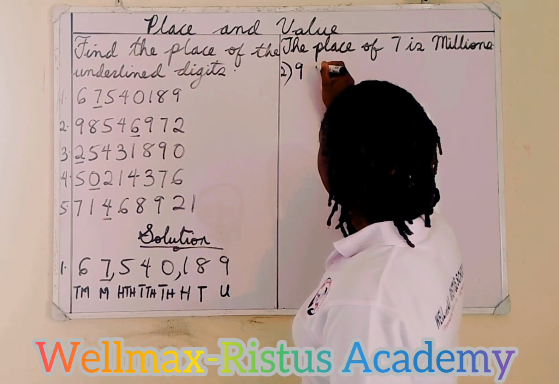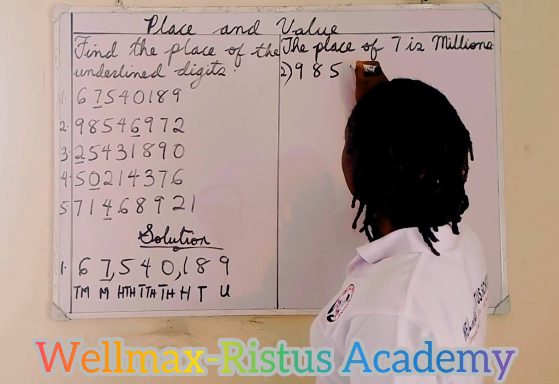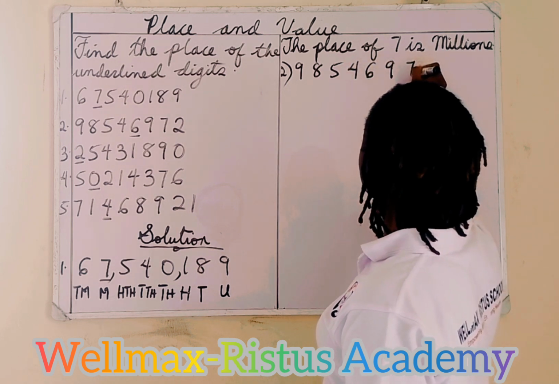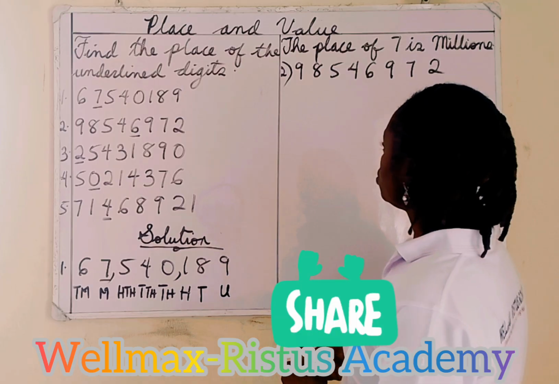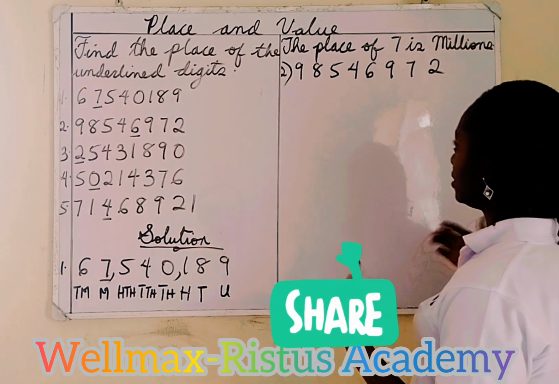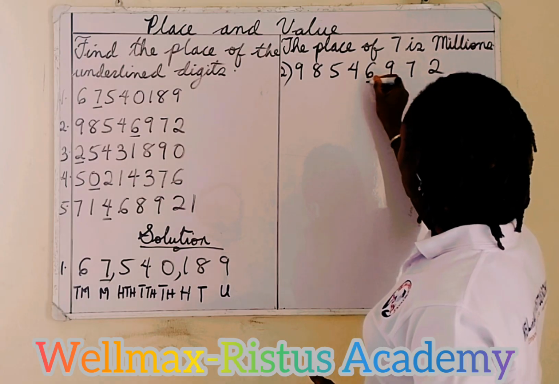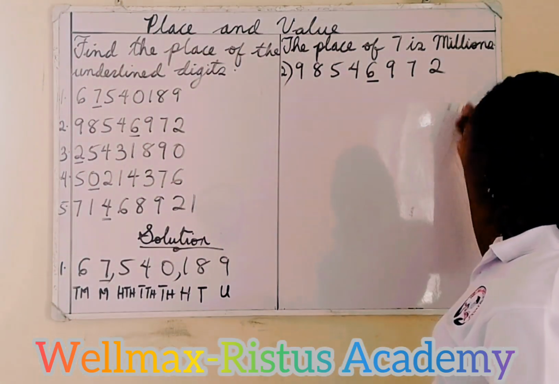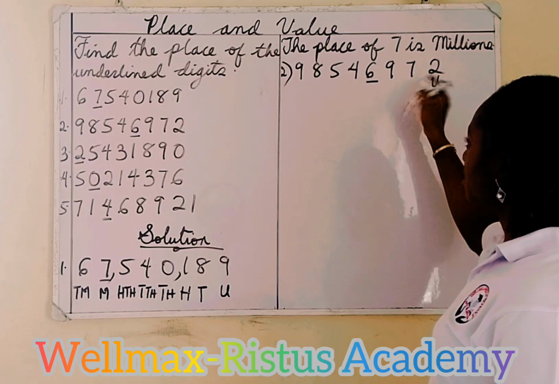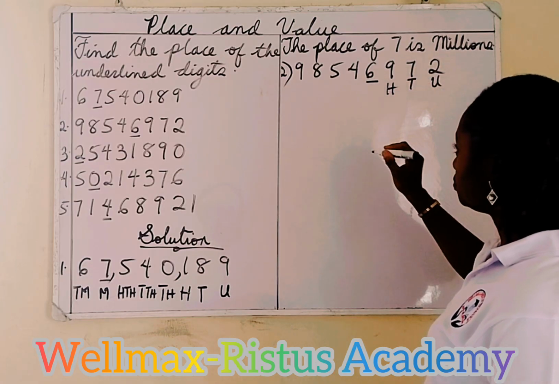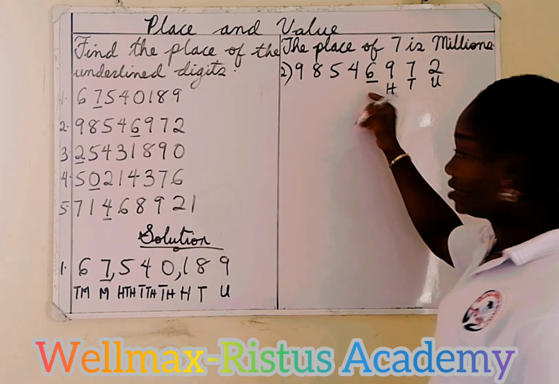We have 9, 8, 5, 4, 6, 9, 7, and 2. So we have to spread the numbers out very well. Okay, so we can now label them. So we are looking for the place of 6 in this question. Now the place of 2 is units, 7 is tens, 9 is 100. Place of 6 is what?